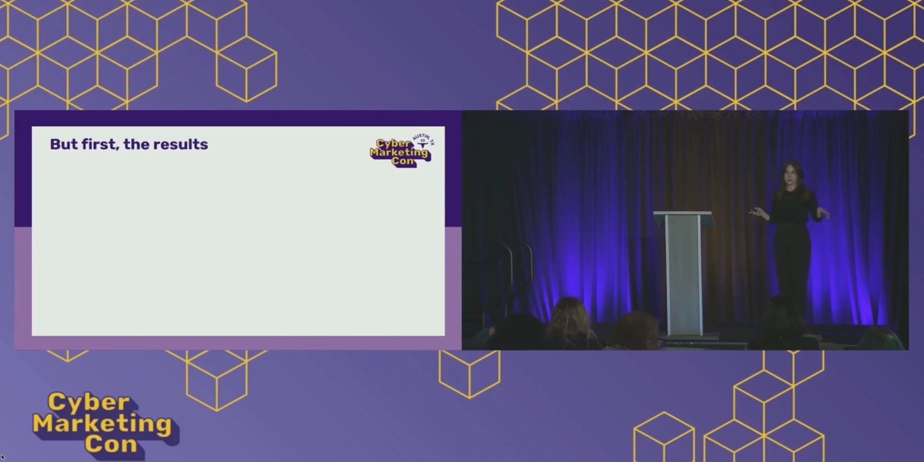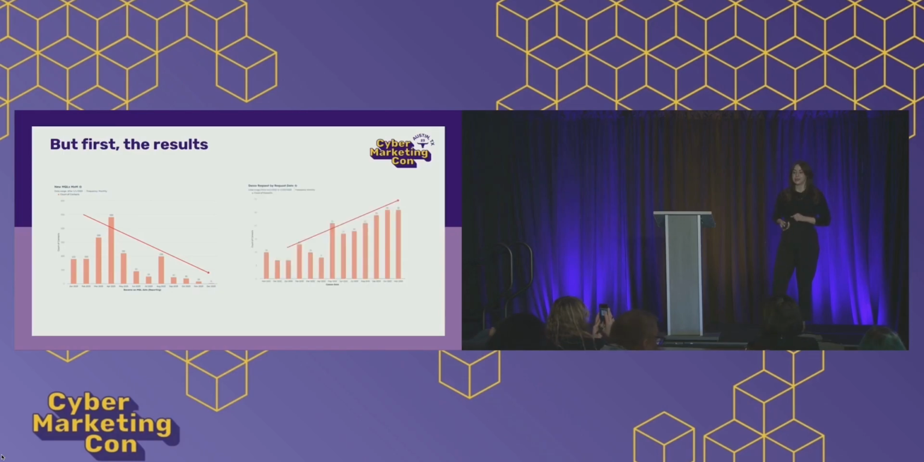But first, the results. Where did we end up by where we are now, the middle of December? MQLs in the toilet. And this was very much intentional, okay? We're going to get into this in great detail. But on the flip side, demo requests up and to the right. We love to see it, right? A couple of things I want to point out about this lovely graph here.